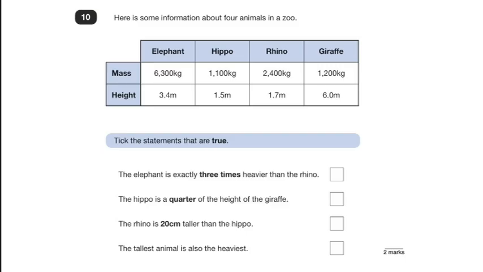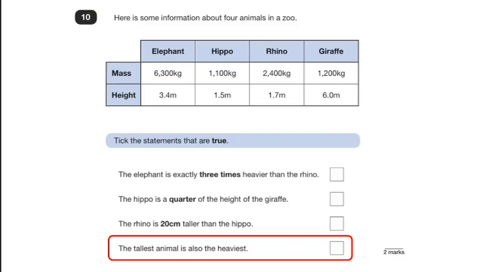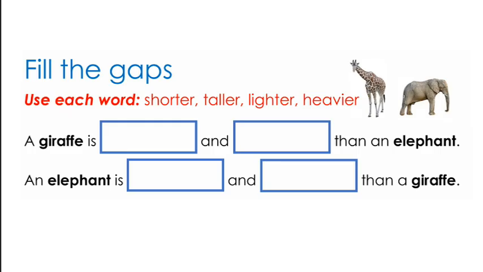This one really made me laugh. Now, for the first 3 of the tick boxes, children can answer them by performing calculations, but the last one, it said the tallest animal is also the heaviest. And the reason I found this quite funny is I've actually explored this very concept in IC Reasoning Key Stage 1. And here, the children having to be able to recognize that the giraffe is taller and lighter than an elephant, and an elephant is heavier and shorter than a giraffe.